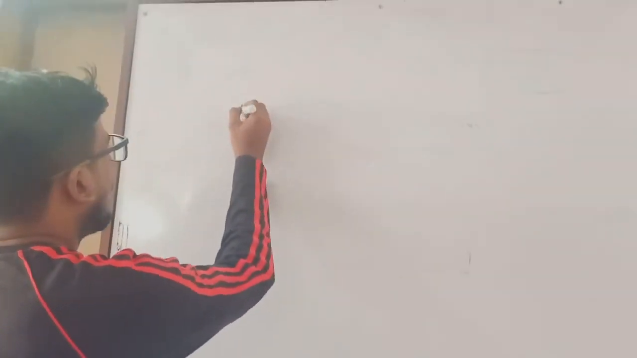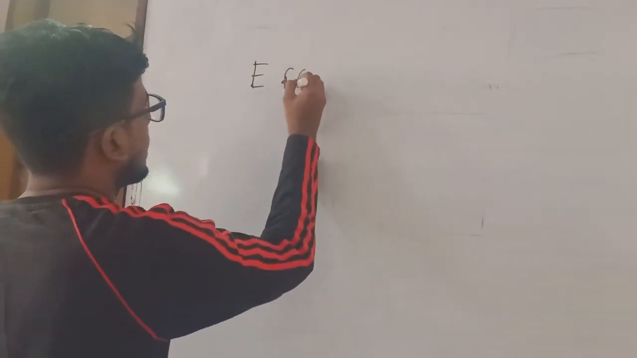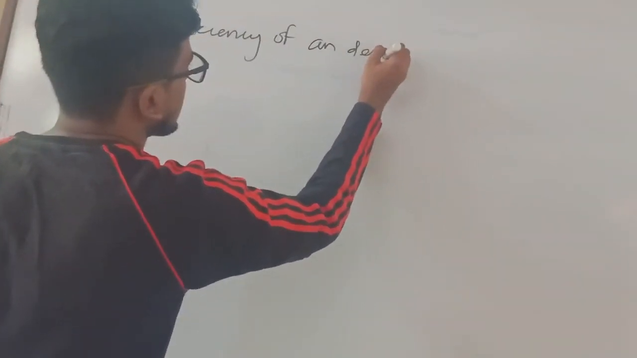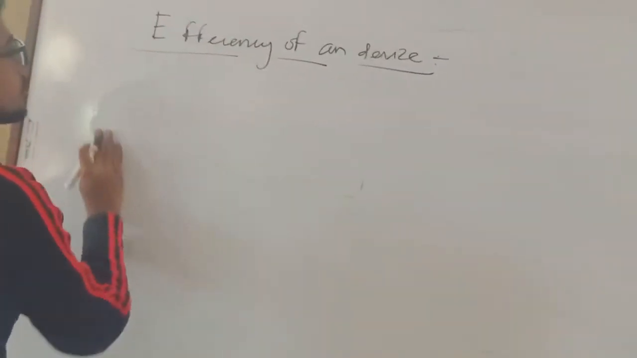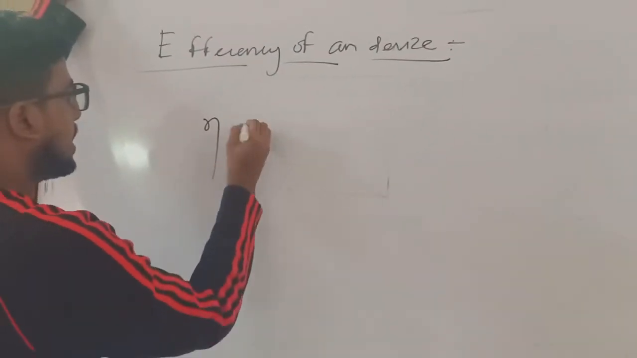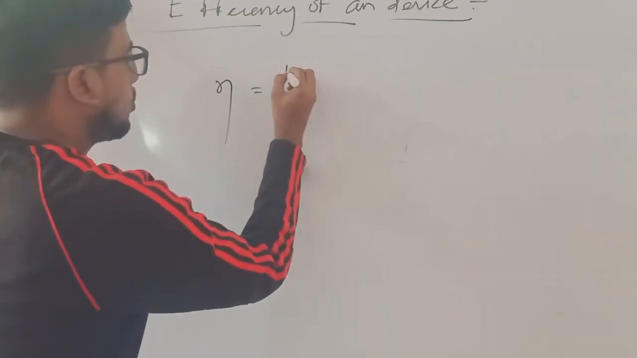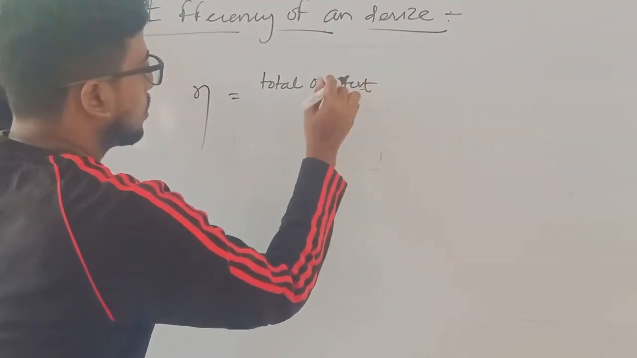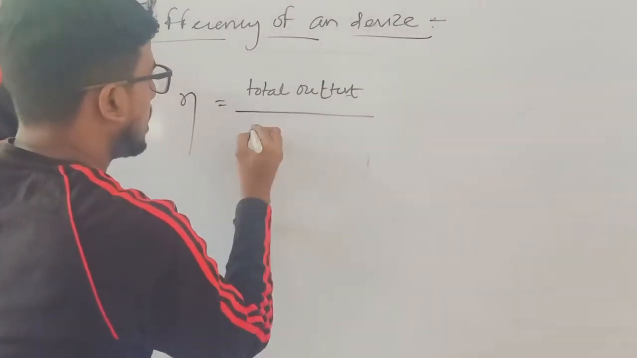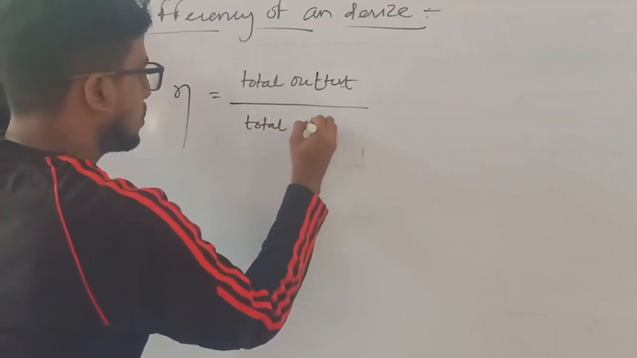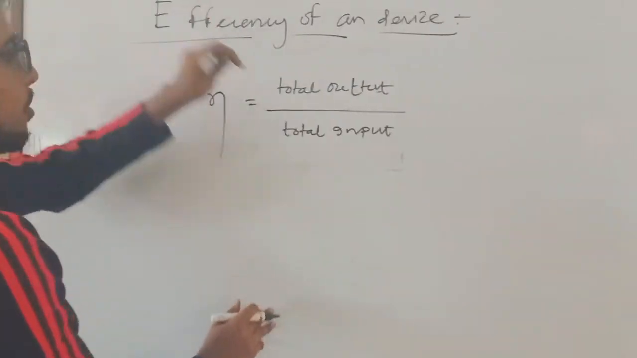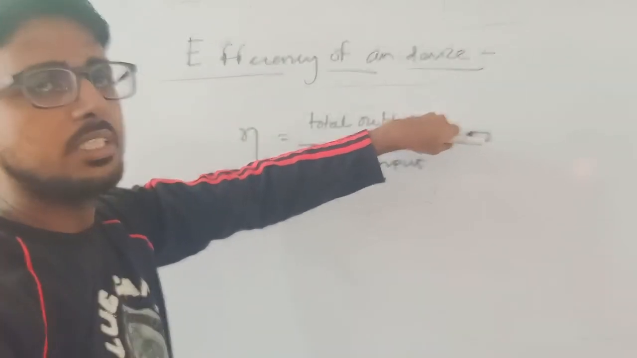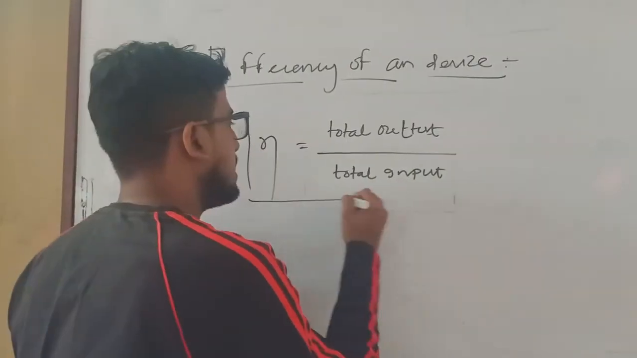So now, how to calculate the efficiency of one device? Efficiency, if you denote it by eta, will be the total output divided by total input. So how much input we are providing to the device, and how much output the device gives. The ratio is known as the efficiency of that device.